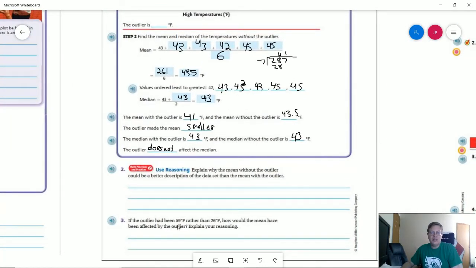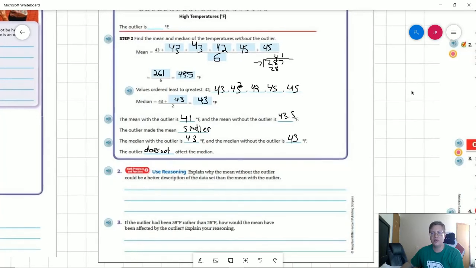So if the outlier had been 59 degrees instead of 26, how would the mean have been affected by the outlier? Well, it would have become greater. We went 16 from our lowest point, but from our highest point, we would be going up 14, so it wouldn't adjust the average quite as far, but it would change the mean and it would increase the overall average temperature.